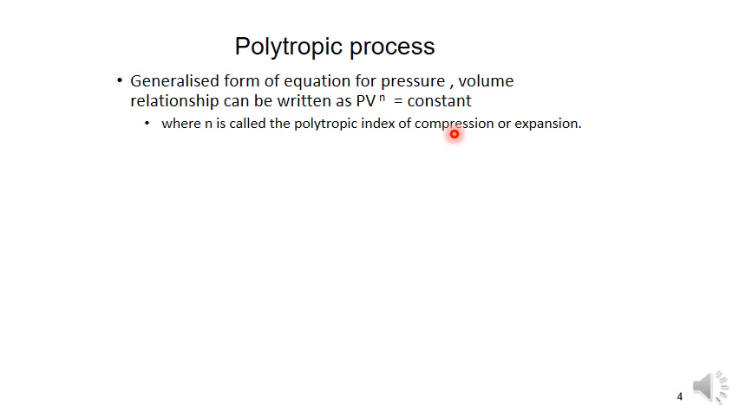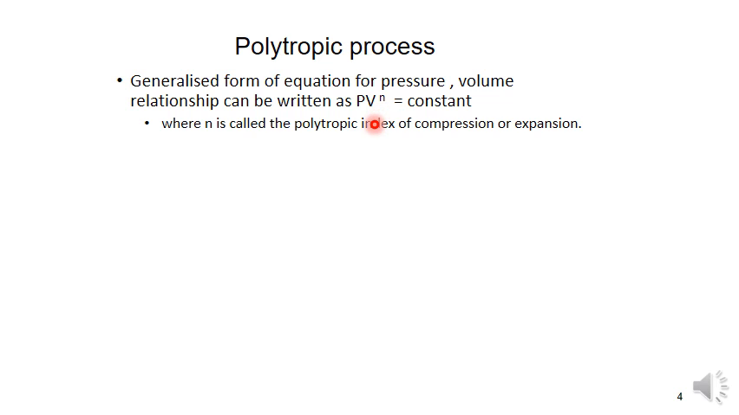In many thermodynamic processes, the conditions for constant temperature and the adiabatic process are never achieved. So the pressure and volume relationship can be described by the equation PV power n is equal to constant. Such a process is called a polytropic process, and n is called the polytropic index or polytropic exponent. So this is the relationship between pressure and volume: PV power n is equal to constant, where n is the polytropic index or exponent.